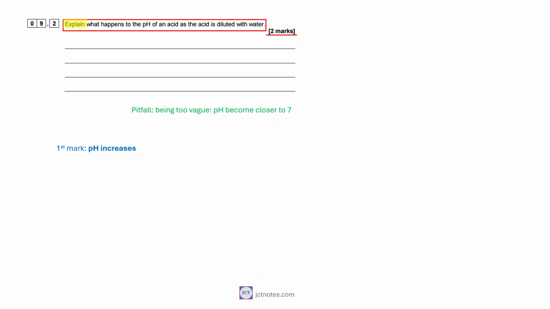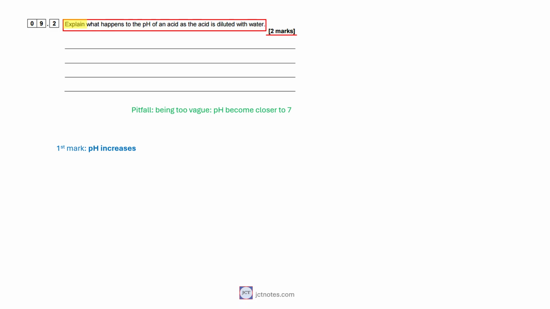However, some students missed out on this mark because they were too vague. They wrote that the pH would become closer to 7 without actually stating the direction of the change. Since acids have a pH below 7, moving closer to 7 means it goes up. But to get the mark, you must be explicit. Tell the examiner clearly that the pH increases.